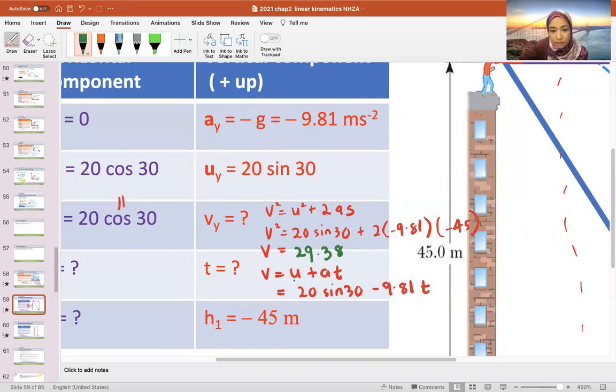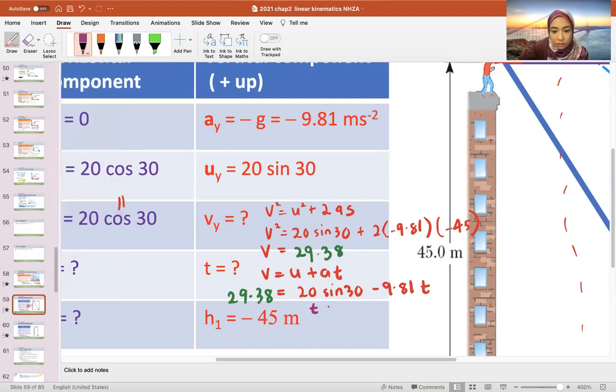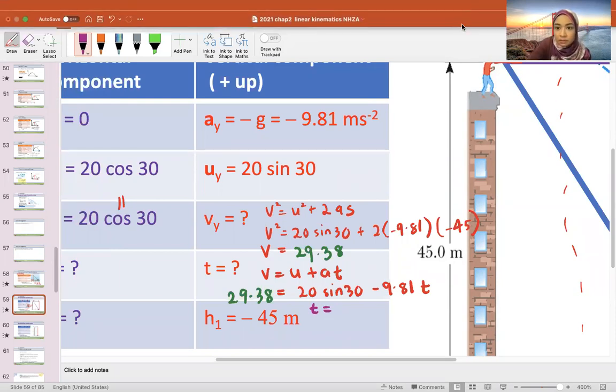So we use it in our next equation. V equals U plus AT to solve for T. So 29.38 over here, I can solve for T. What is the T? T equals 29.38... that's a lot of digits.